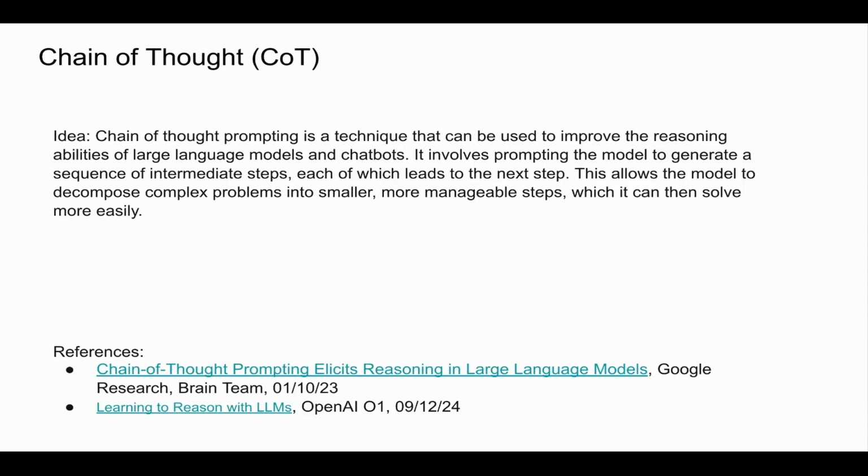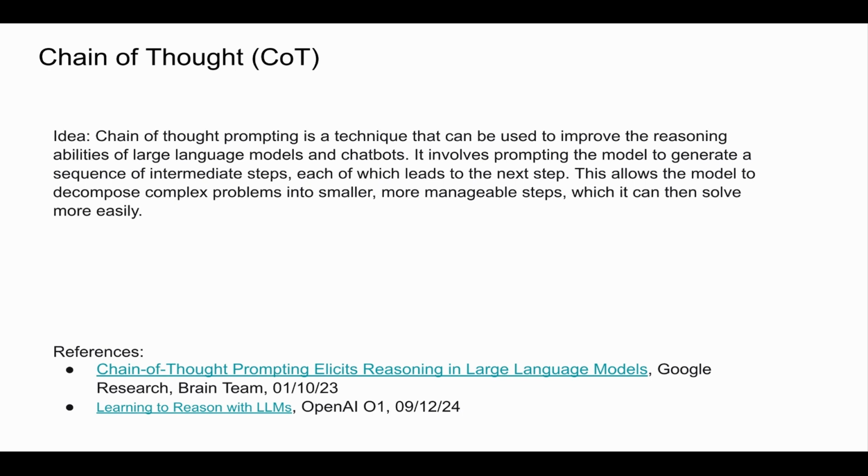The next one I want to share is chain of thought. You might have heard of it from OpenAI when they released the famous O1, Learning to Reason with LLMs. Earlier, in 2023, there was actually a paper from Google Research talking about chain of thought, so it's not something new. A lot of companies and teams are utilizing chain of thought right now.